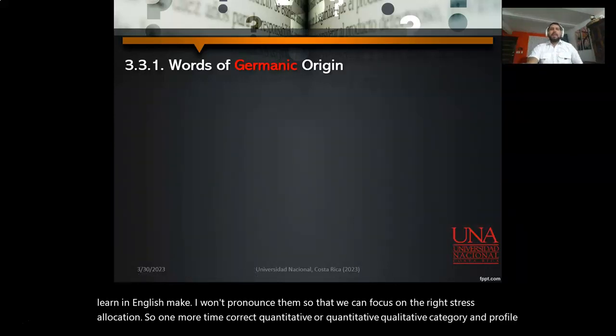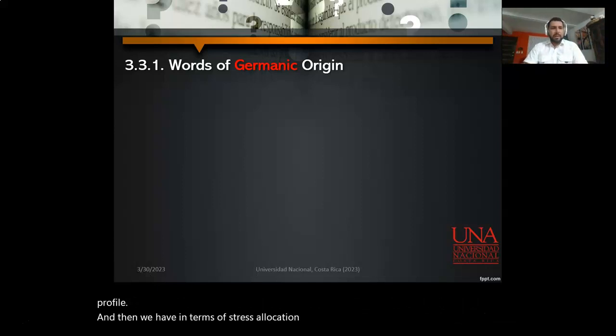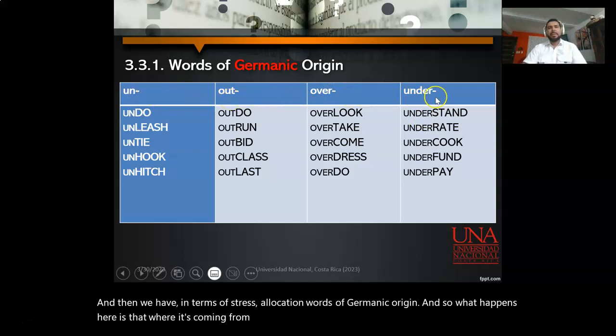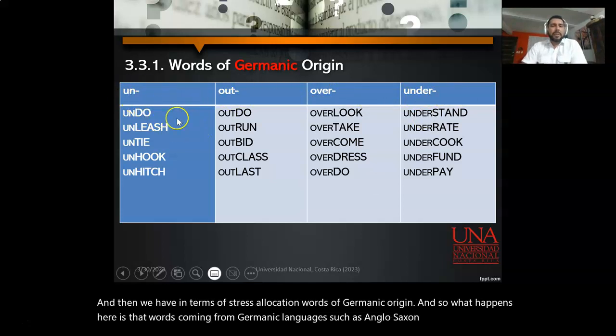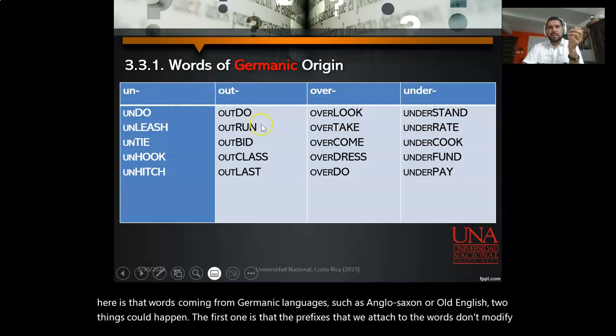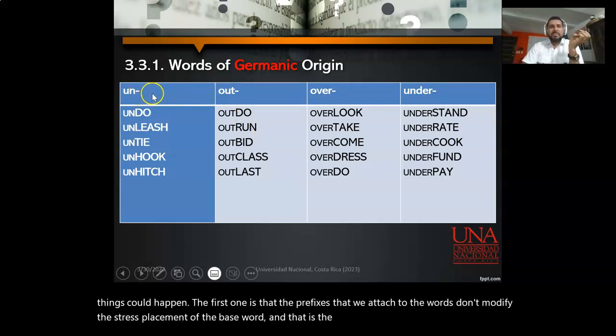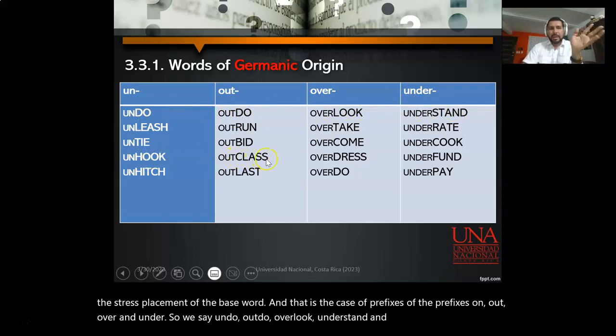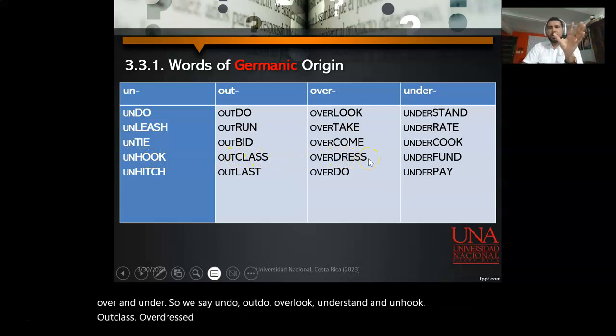And then we have, in terms of stress allocation, words of Germanic origin. And so what happens here is that words coming from Germanic languages such as Anglo-Saxon or Old English, two things could happen. The first one is that the prefixes that we attach to the words don't modify the stress placement of the base word. And that is the case of the prefixes un, out, over, and under. So we say undo, outdo, overlook, understand, and unhook, outclass, overdress. So the main word or the base word is not affected by the prefix.